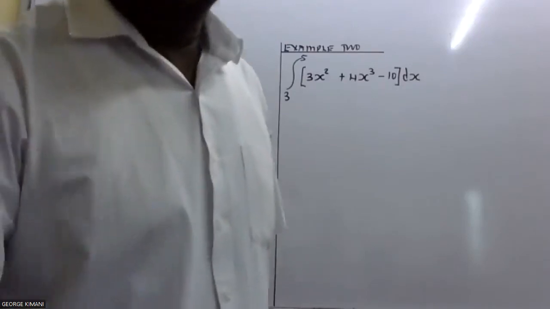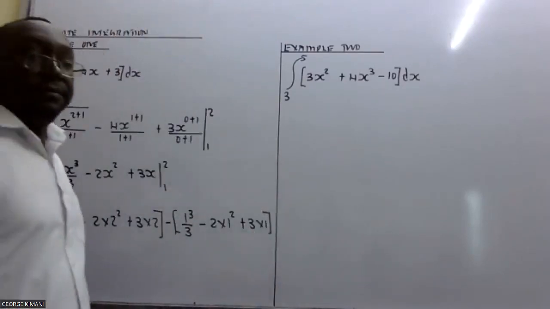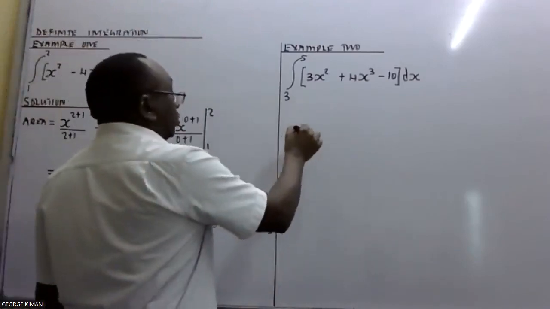So we are through? Okay. What is the answer? 622.